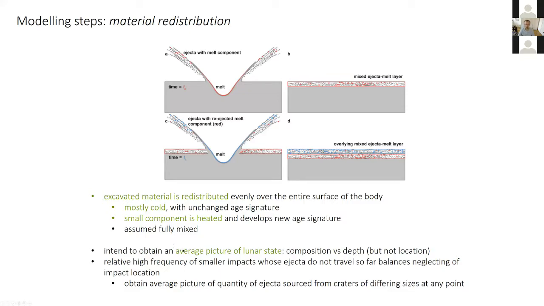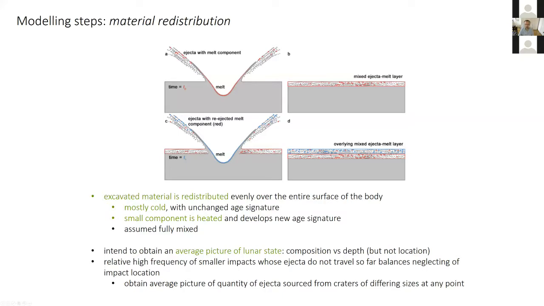The intent is to obtain an average picture of the lunar state of composition versus depth. And okay, it may seem strange to make a one-dimensional model like this, but actually it's not so far from being reasonable, because the relative high frequency of smaller impacts whose ejecta does not travel so far balances the neglecting of the impact location. So eventually we obtain an average picture of the quantity of ejecta sourced from craters of different sizes at any point.